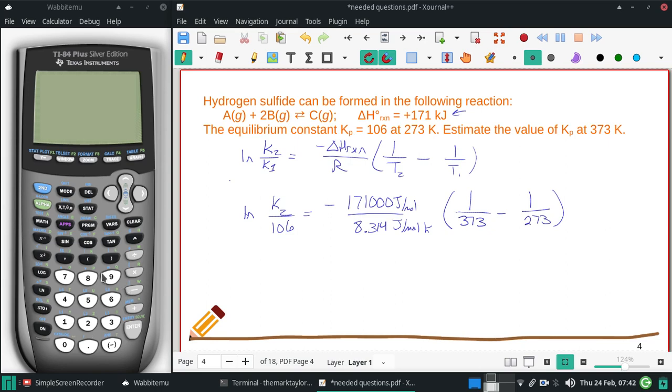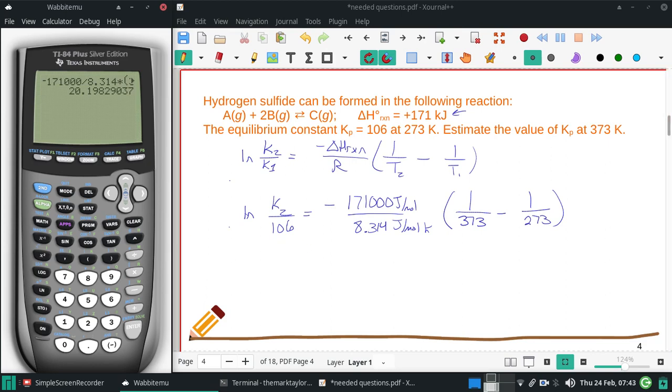And now we're going to solve this whole thing. I'm going to start by solving everything on the right. So I'm going to start with the negative 171,000 divided by 8.314, times, in parentheses, the inverse of 373 minus the inverse of 273. Close those parentheses. That should be everything on the right.